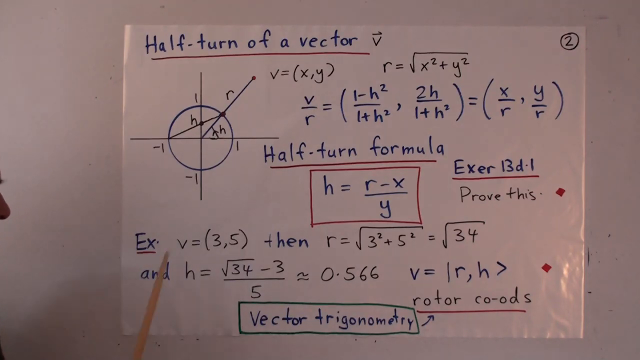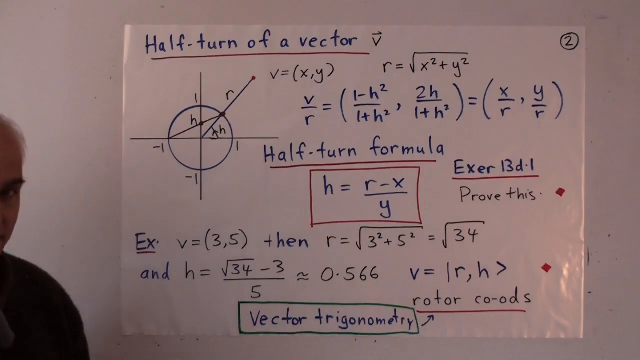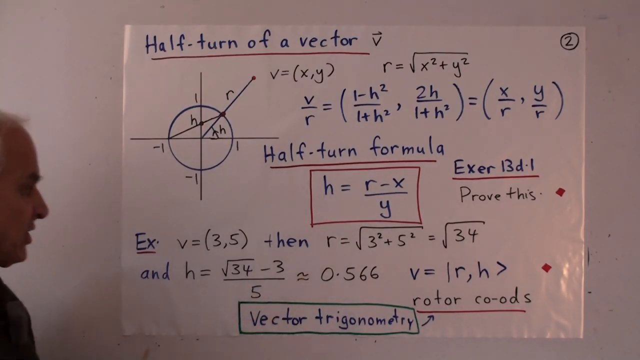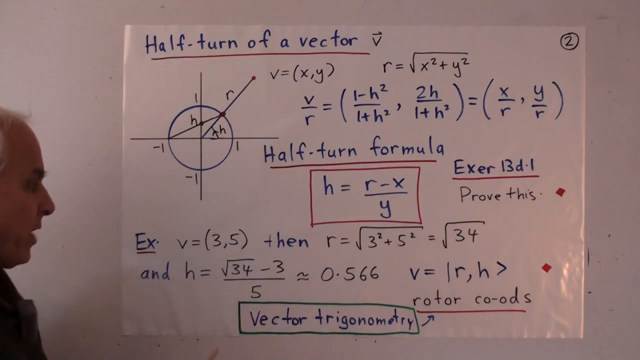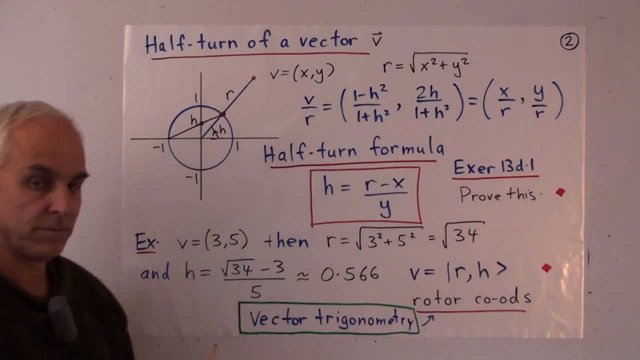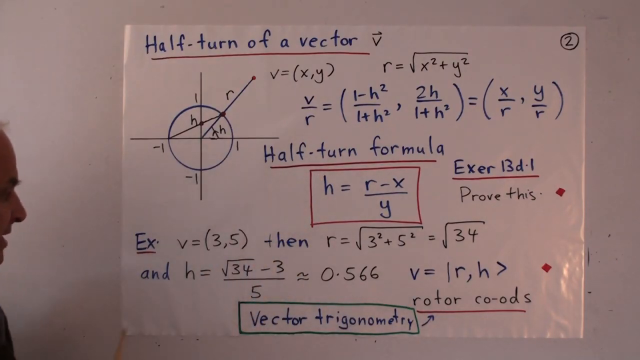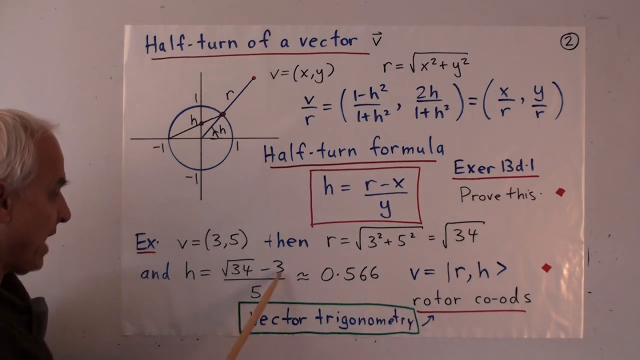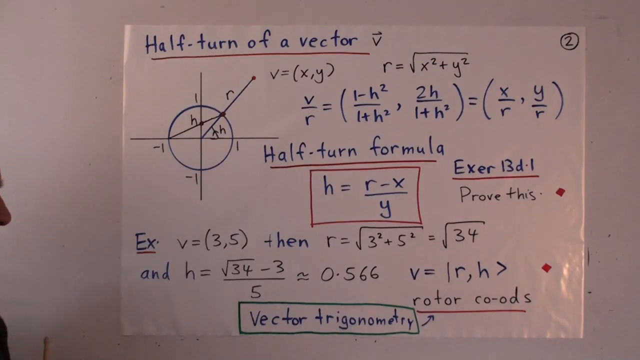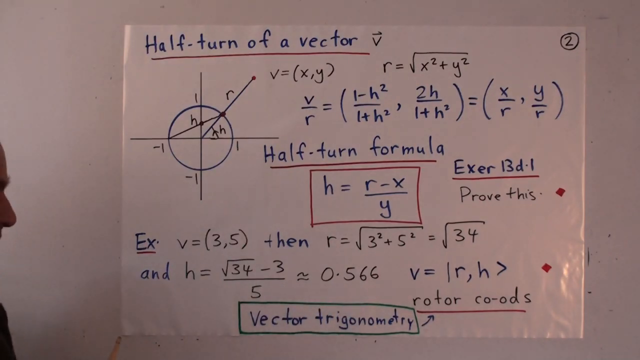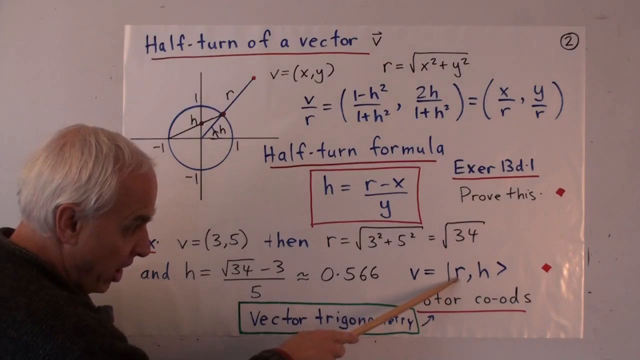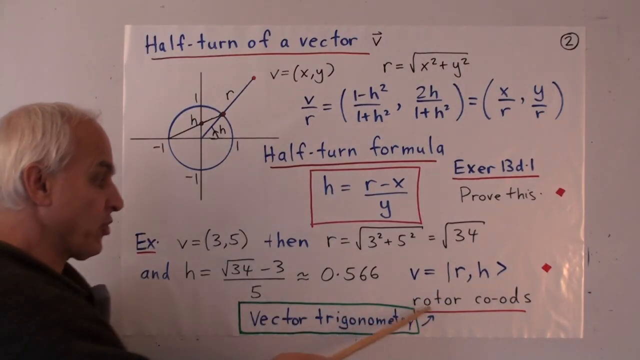Let's illustrate it. So suppose we have some vector (3, 5). Then the radius or the length of that vector is the square root of 3 squared plus 5 squared, which is the square root of 34. And then the half-turn formula tells us that the half-turn of this vector will be root 34 minus 3 over 5. We subtract the x-coordinate, we divide by the y-coordinate. That's roughly 0.566.